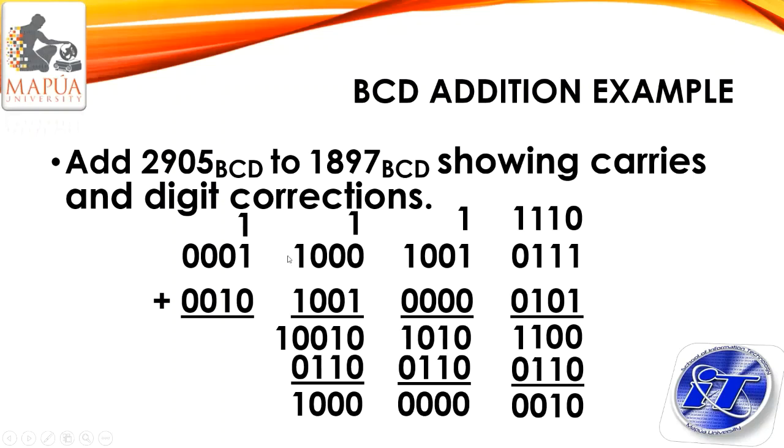So add. This will be 0, 1, 0, 0. So the final answer is 0, 1, 0, 0, 1, 0, 0, 0, 0, 0, 0, 0, 0, 0, 1, 0, or 4, 8, 0, 2, which is equivalent when we get the sum of this in decimal. Okay, don't forget the addition of 6 when we exceed 9 as the sum. If it doesn't exceed 9, we don't add 6.